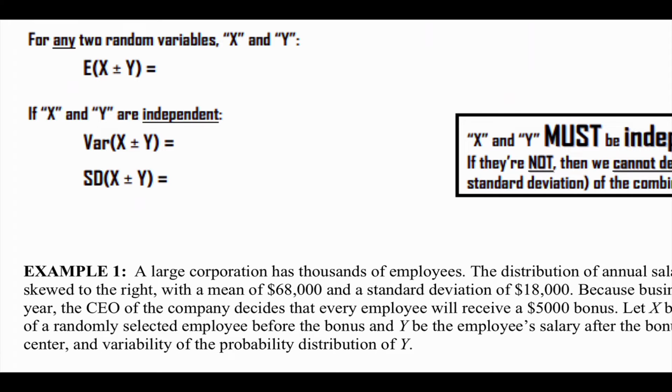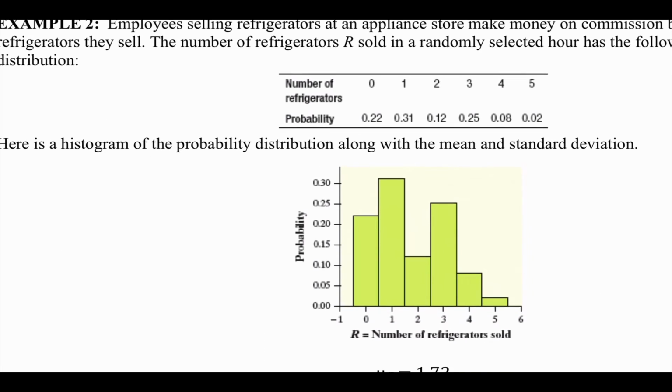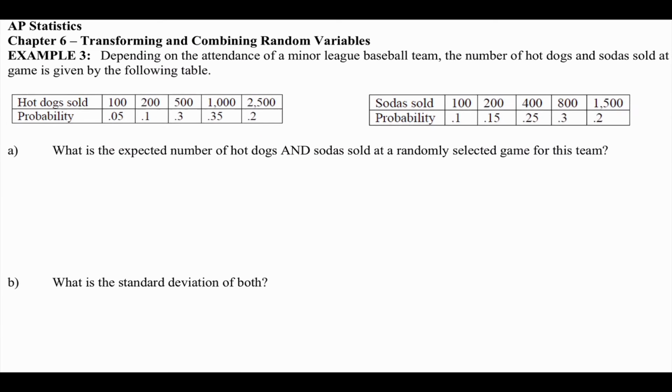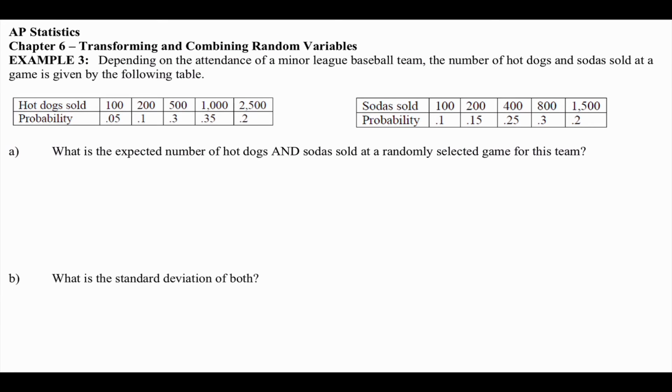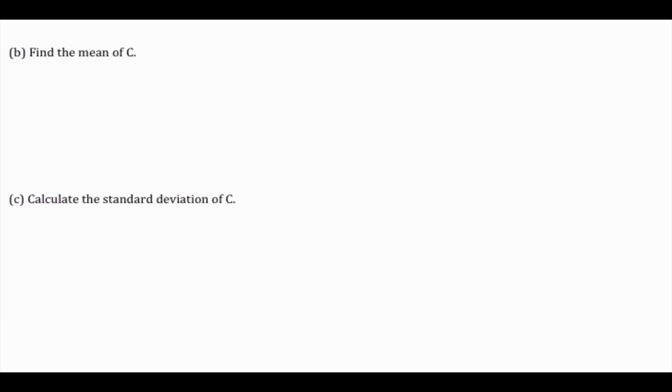Let's say we have 2 lists, kind of like you have on number 3. You don't have to flip to it yet because we're not going to do it right now. But I have 2 lists for number 3. I have 2 tables. What if I were to combine the 2 tables? How would I figure out the mean and standard deviation? If I were to find the average number of hot dogs sold and the average number of sodas sold, how could I figure out both of them at the same time? Concessions, right? Hot dogs and sodas are concessions. So what would I do to figure that out?